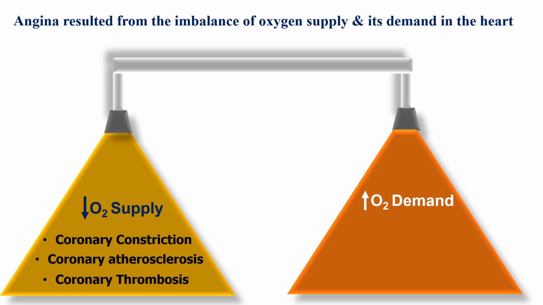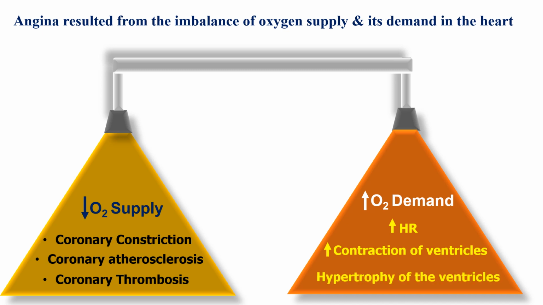Increased oxygen demand may be due to increased heart rate, increased contraction of ventricles, that is the lower chambers of the heart, or due to hypertrophy of the ventricles. In hypertrophy, heart muscles are thickened and it makes it really harder for the heart to pump blood. Finally, angina occurs due to an imbalance between oxygen supply and its demand by the heart. To treat angina, we just need to make a balance between oxygen supply and oxygen demand by the heart. Treatment of angina will be discussed in detail in the upcoming slides.